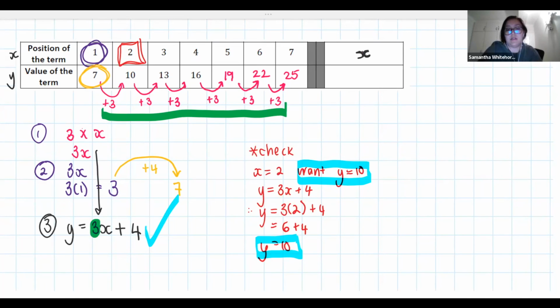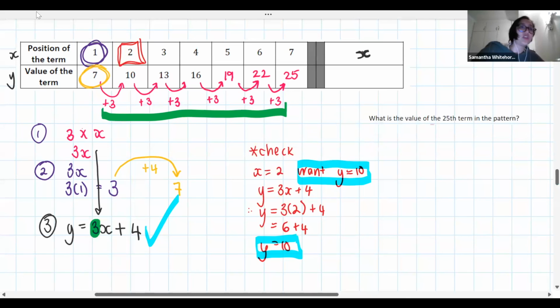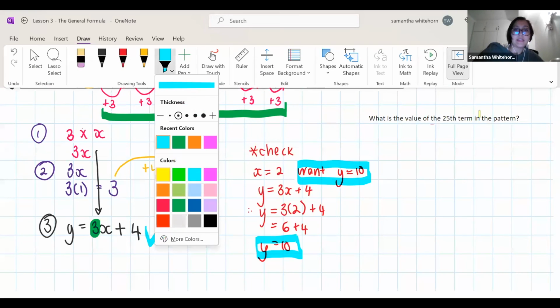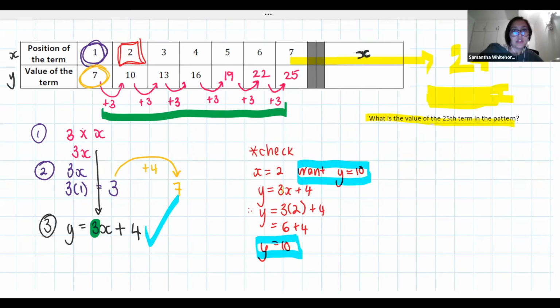Okay, so what is the value of the 25th term in the pattern? So I want you guys to try that question. What is the value of the 25th term in the pattern? Now read it carefully. Basically what I'm asking you is, if you extended this pattern all the way to the 25th term, what is the value? What is the output value for that? I want you to try that by yourselves.